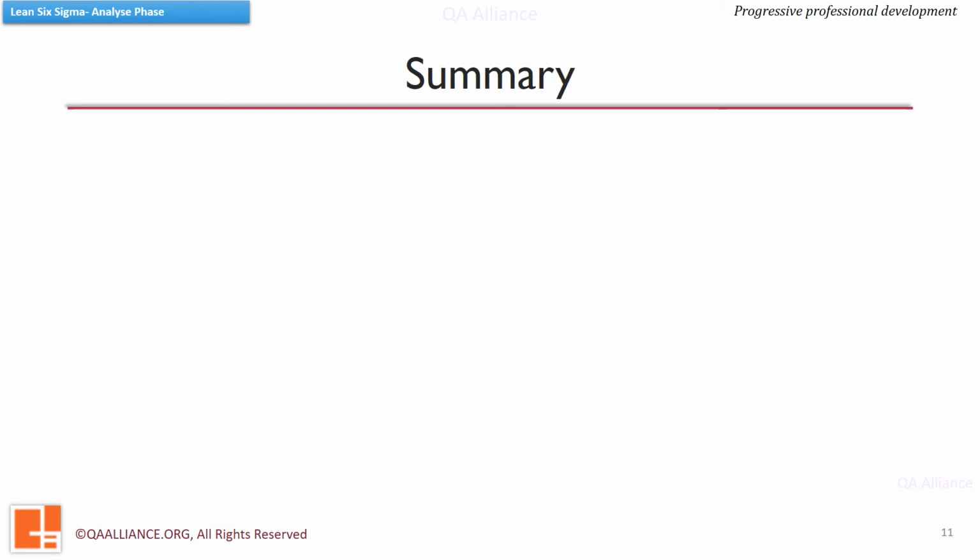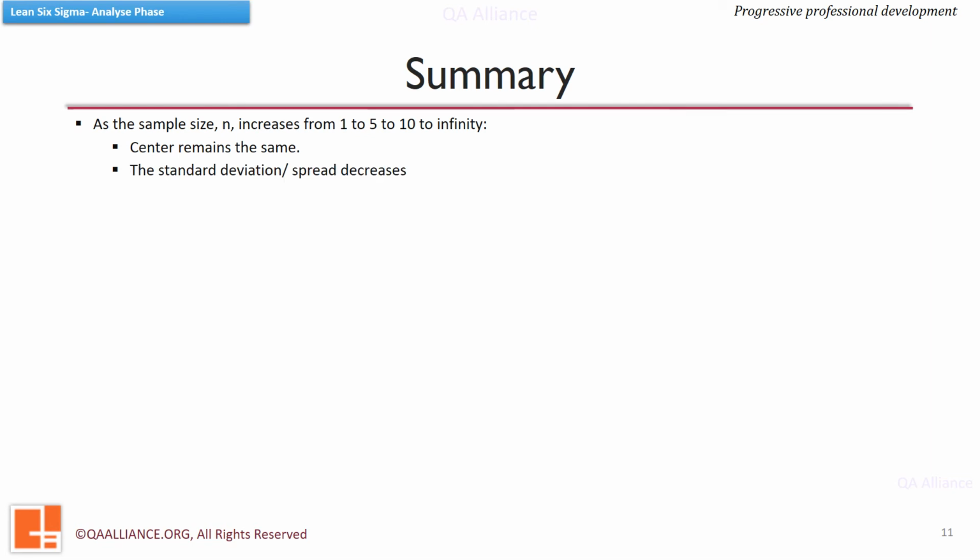Thus, to summarize what we observed so far, as the sample size, n, increases from 1 to 5 to 10 to infinity, there are 3 points to note. Center remains the same. The standard deviation or spread decreases. The shape of the distribution changes. It tends to become normal.